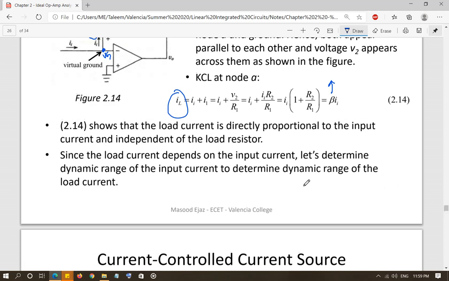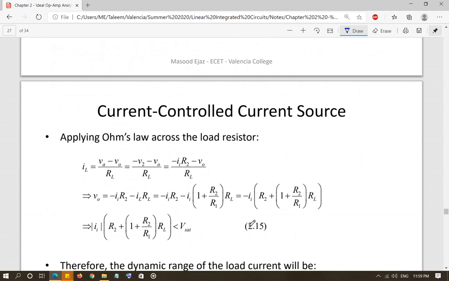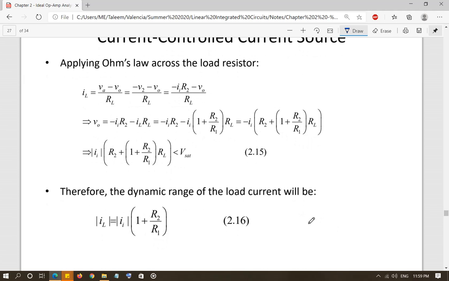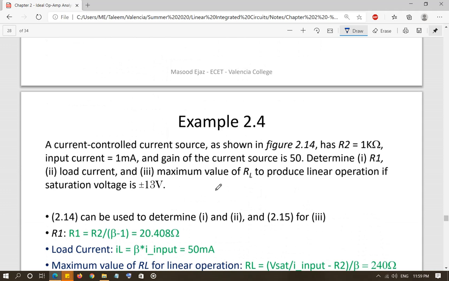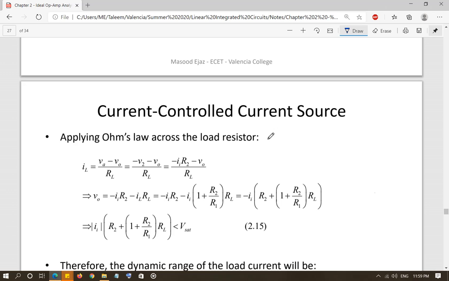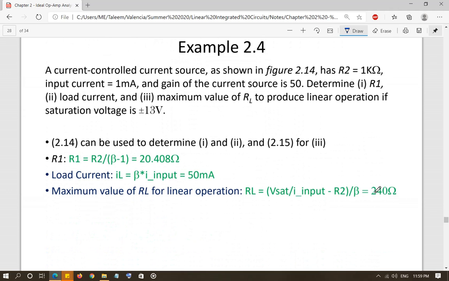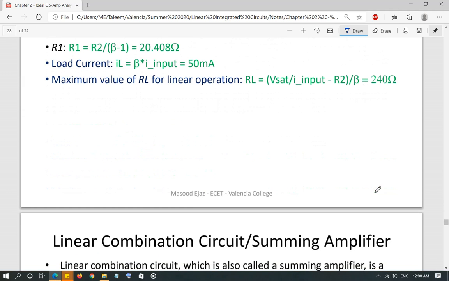You can determine the dynamic range of the load current, but since the load current depends on the input current, first we determine the dynamic range of the input current, and then from that we can determine the dynamic range of the load current. And you can look at the derivation over here. It's pretty straightforward derivation. Few examples from the sources. So this is a current controlled current source example. Again, go over it. This is the current controlled current source, so the example is related to that circuit. And that's the end of controlled sources.